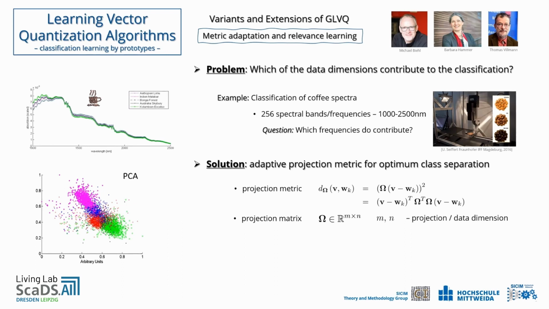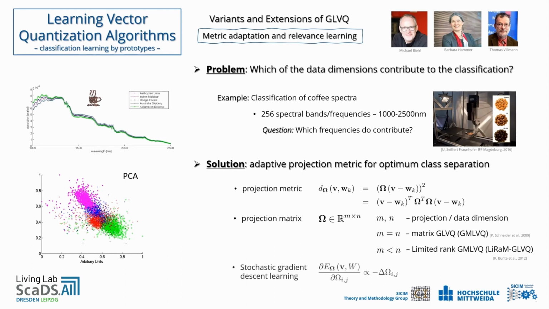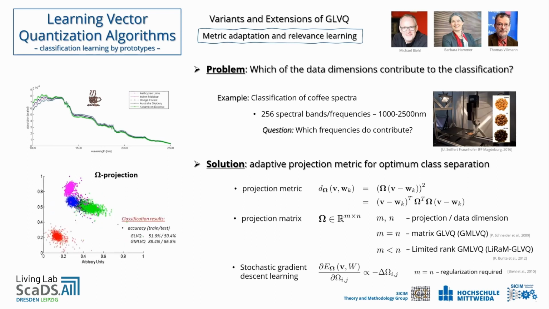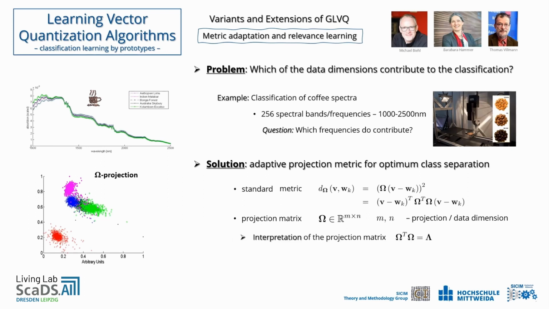If we take this projection matrix, then M is the dimensionality of the projection, where N is the dimensionality of the data. If M is equal to N, then we have complete matrix learning. If M is less, in particular if we have low-dimensional projections, then we have limited rank matrix learning. And we can learn the projection matrix omega also by stochastic gradient descent learning. Doing so in this example, we see that the classes are now better separated in this linear projection, and the respective classification accuracy is improved.